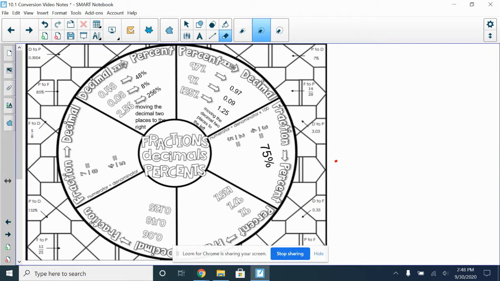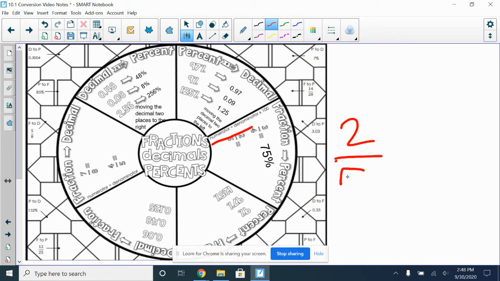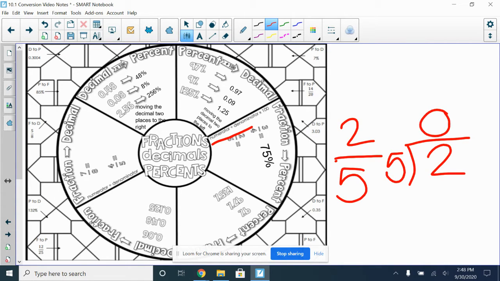So again, we know we're dividing. Our first step tells us to divide the numerator by the denominator. So we have 2 over 5. Our 2 is our top dog, so our top dog goes in the house. We're going to divide 5 into 2. 5 does not go into 2, so we have to add a decimal and a 0.